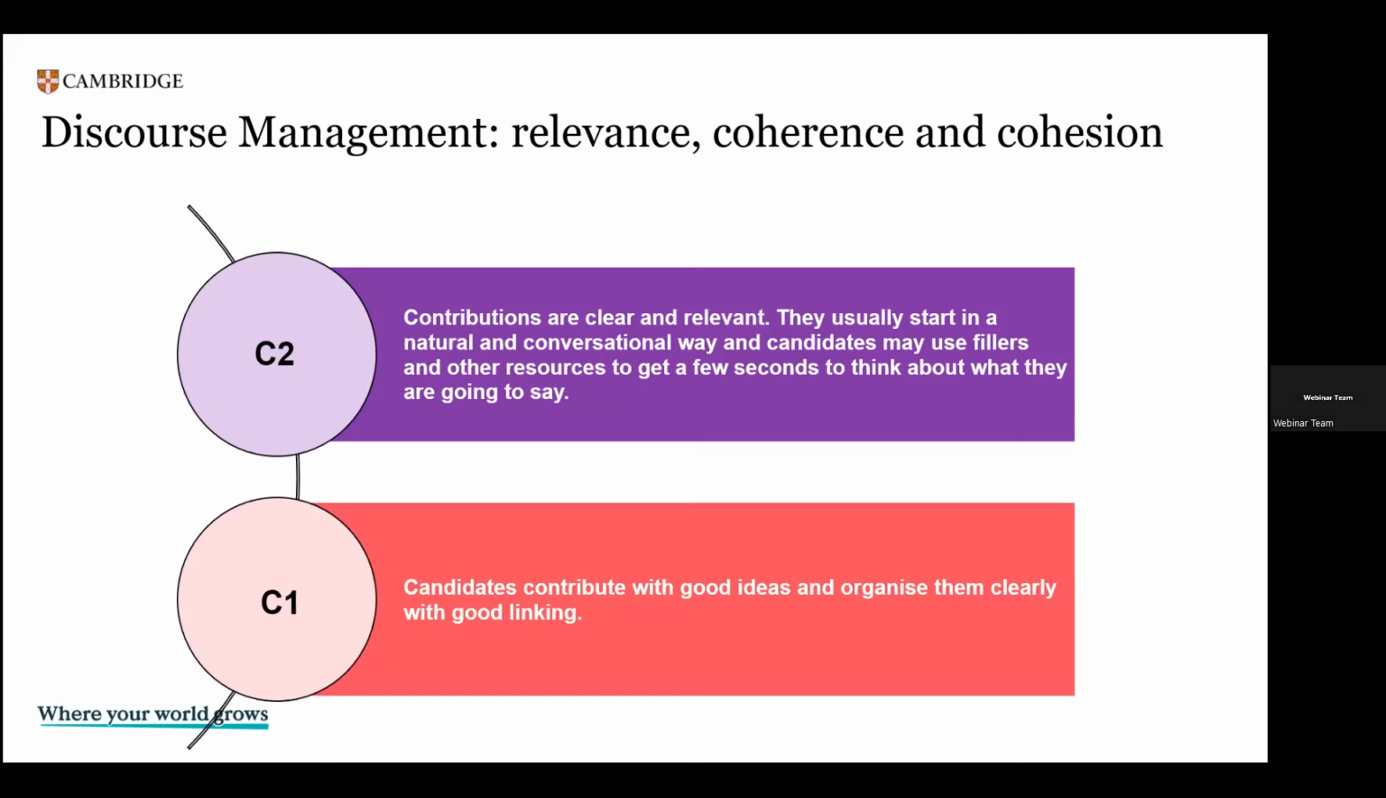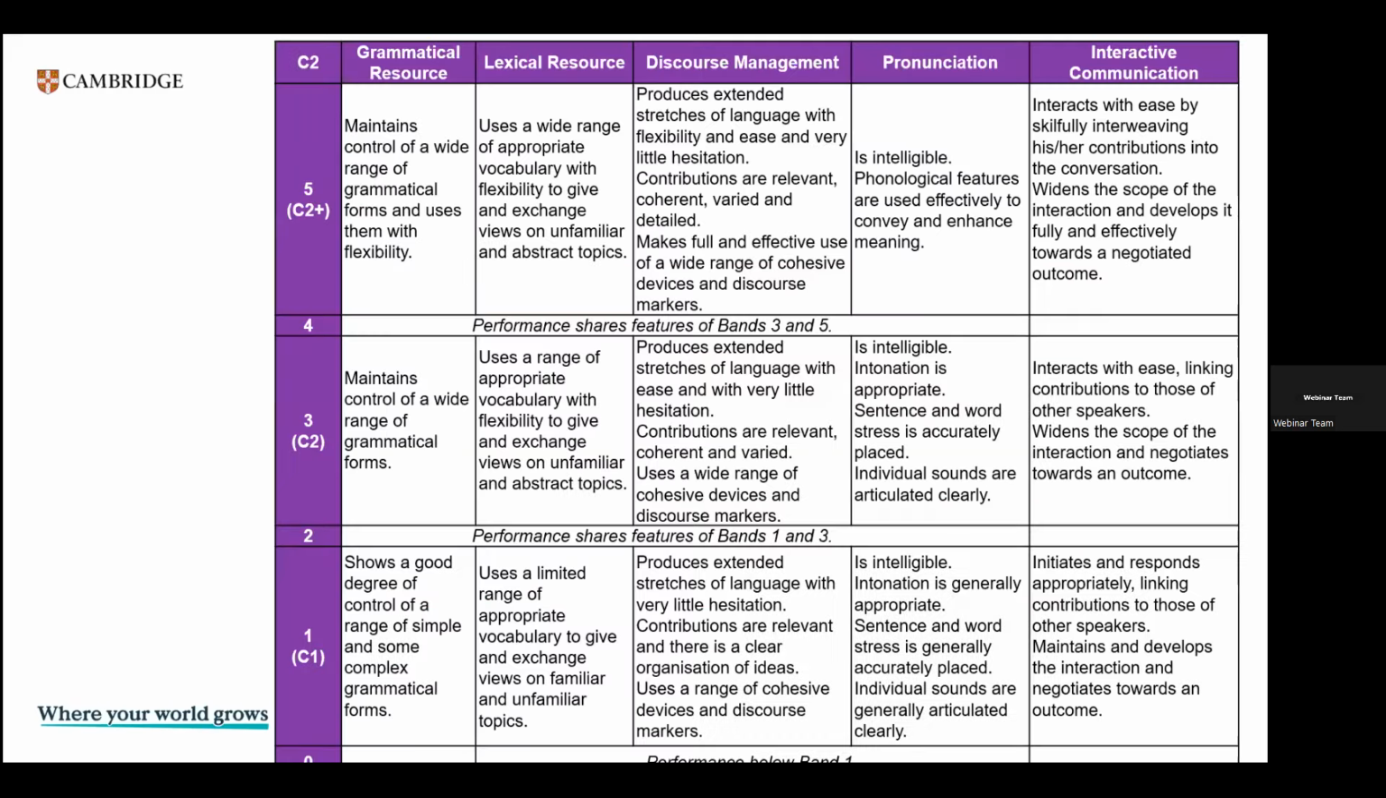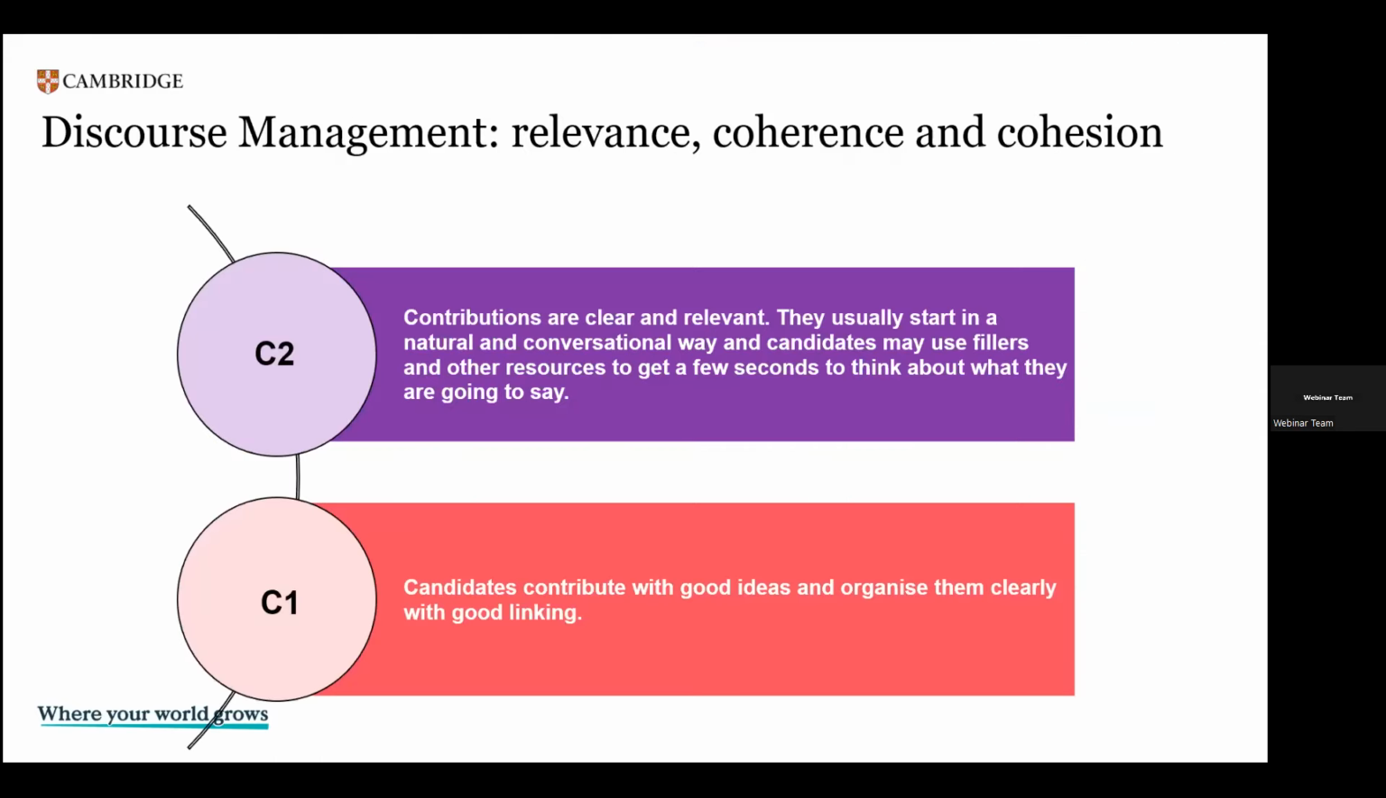Sorry, I jumped onto relevance and coherence. Their contributions are clear and relevant. They start possibly in a slightly conversational way, even not particularly formal, and they can use fillers and resources. One way that you can start is to have a sort of set phrase at the beginning, which gives you time to speak.